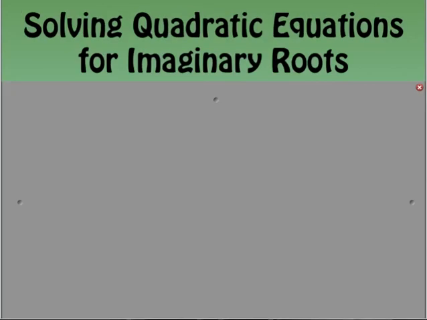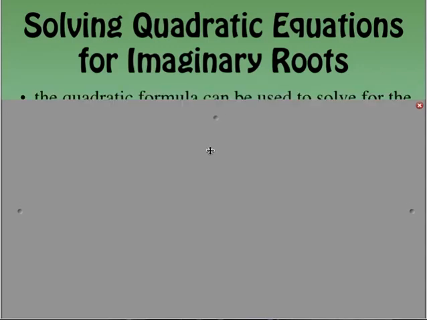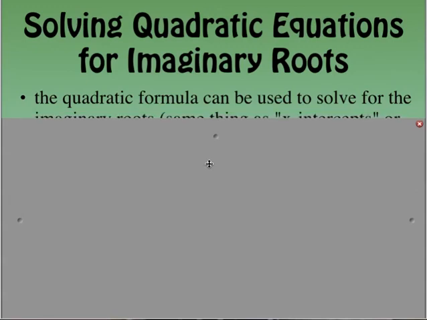Solving quadratic equations for imaginary roots. So every polynomial and every quadratic is going to have the number of roots that the degree is. So if it's a quadratic, that's to the second power, meaning there's going to be 2 roots. Now it could be 2 real roots, or it could be 2 imaginary roots. It can't be one of each. The quadratic formula could be used to solve for these, but I actually have a shortcut for you.